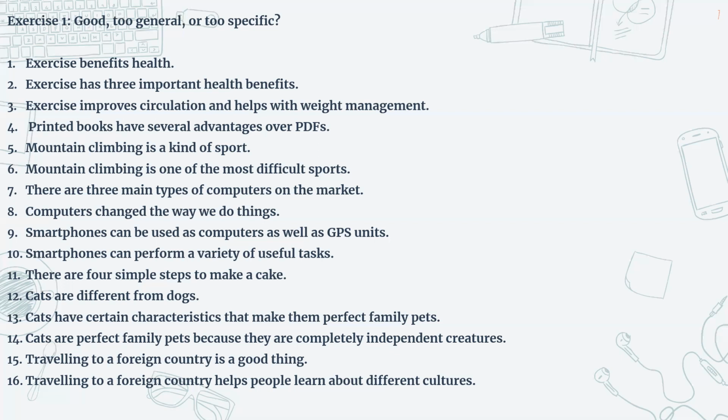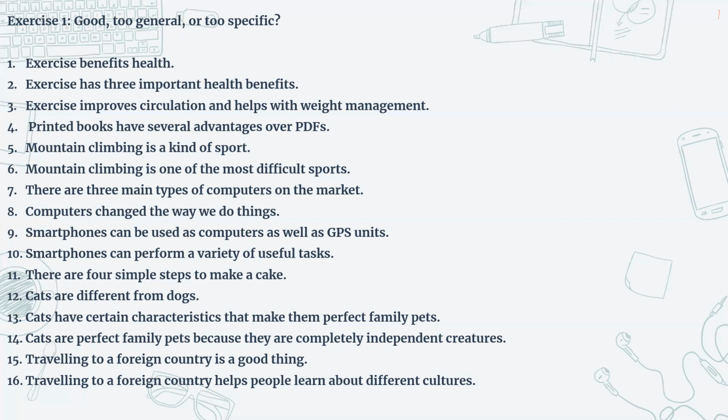Twelve, cats are different from dogs. Really? I didn't know that. Of course, I'm kidding. This is too general. Of course, we all know that cats are not the same as dogs. These are two different species. So this is too general. You can't actually guess what the paragraph will be about, what the rest of the sentences will be about.